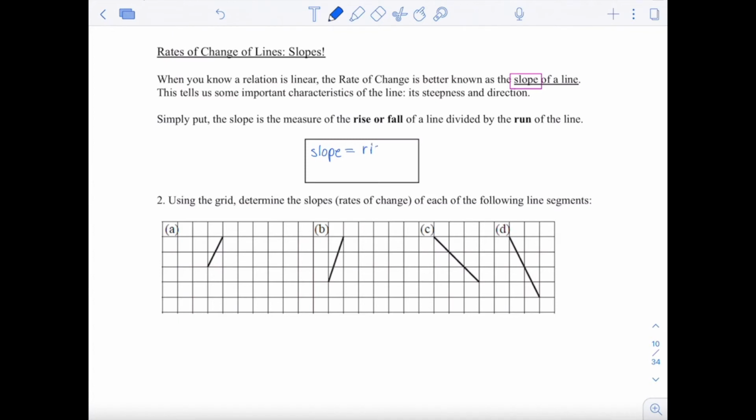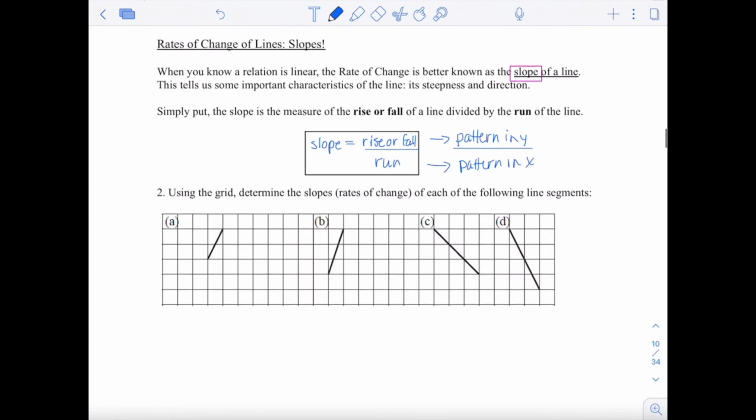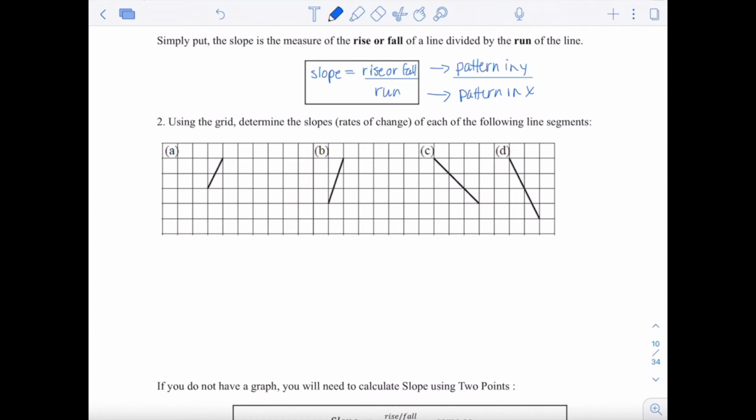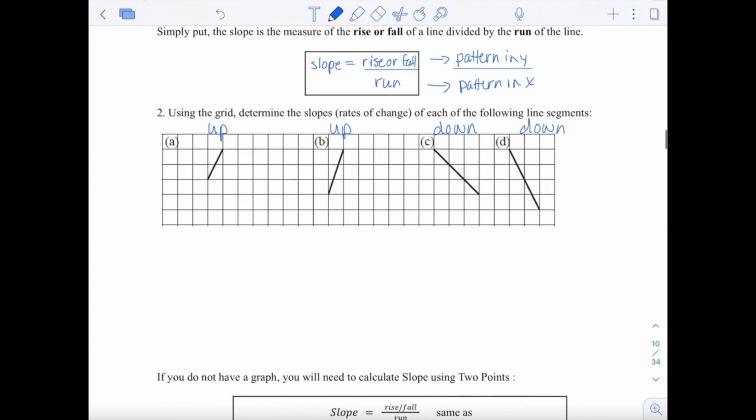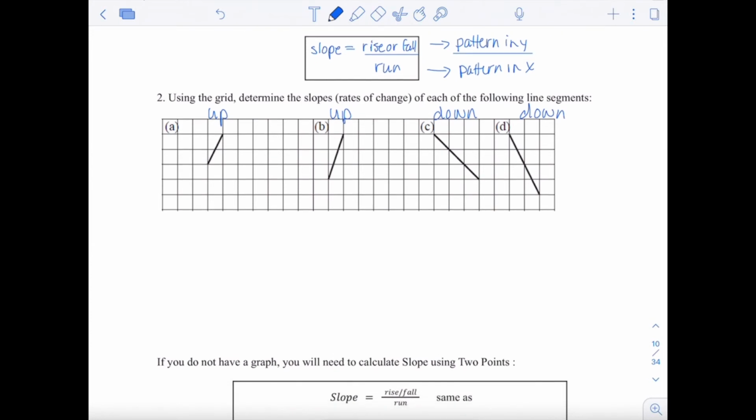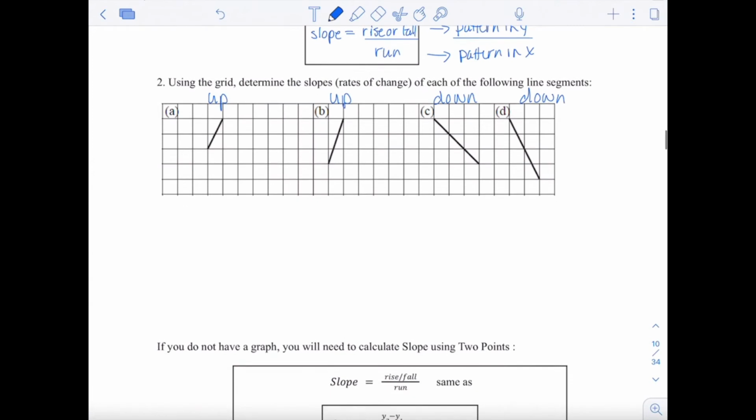The slope is a rise or fall over the run. Again, this is just the pattern in Y over the pattern in X. It's the same thing that we just did. What it measures is not only the steepness, but also the direction. We can see this is going up and this is going down. Naturally, I'm reading my slope from left to right, so that's one thing we're going to have to think about.